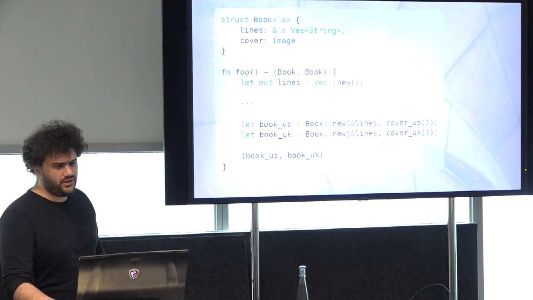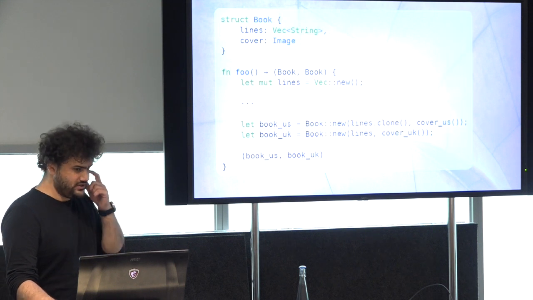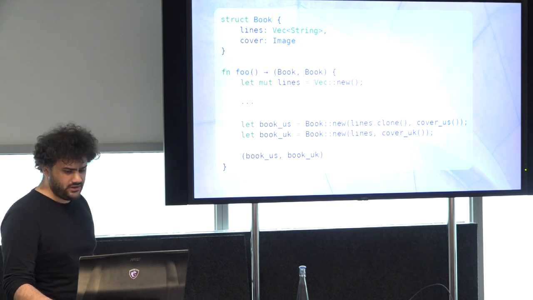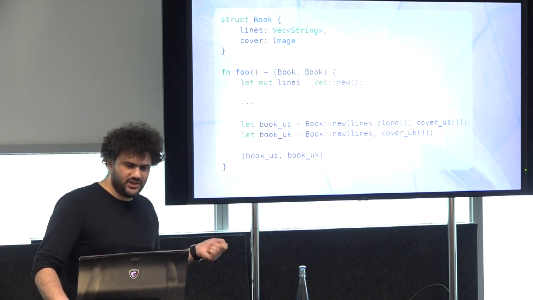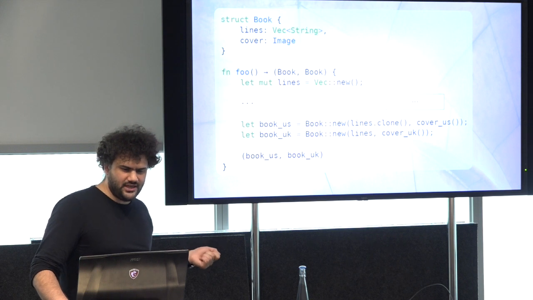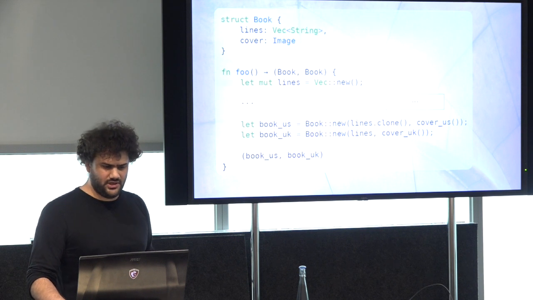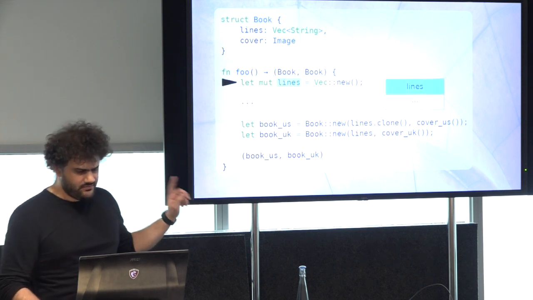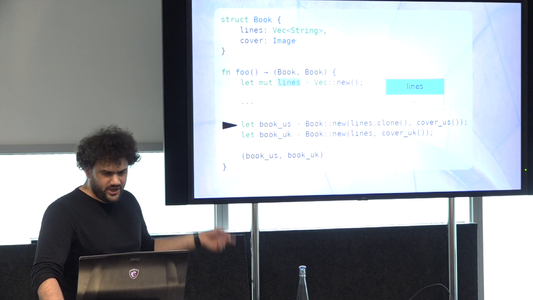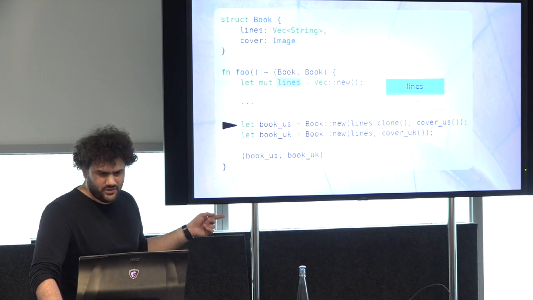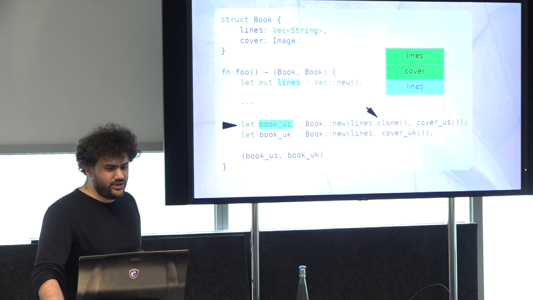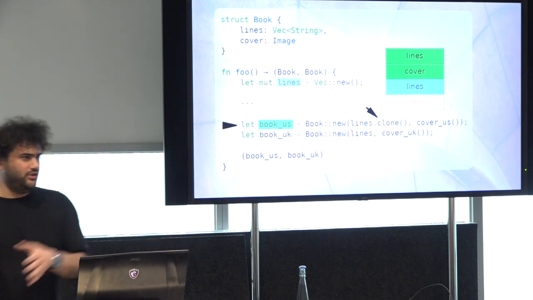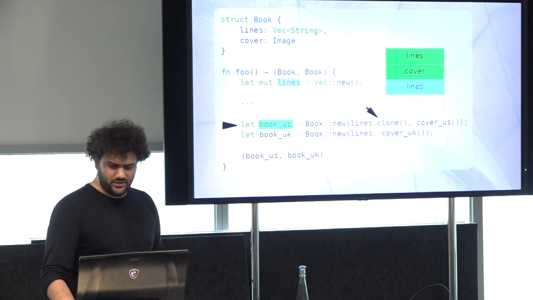What can you do then? Well, we can, of course, just make the book hold the lines, so it can own them. But if you own the lines, that means that you have to copy them. Let's go through our example. So create lines, it's there. Let's now create the book, the US book. We create the book, but notice that we are cloning the lines. So we are just copying the whole array and putting it in the book.